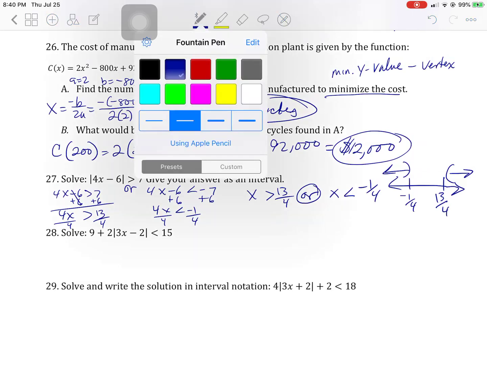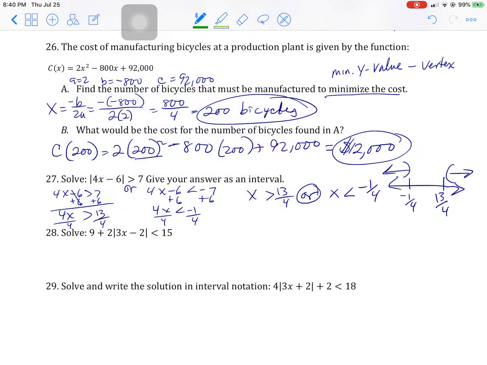The way you write all that out would be, let's try a different color here. I'm trying to picture this graph here. So negative infinity to negative 1/4, soft bracket, union, because they don't connect to each other. So this would be the minimum of this one, and then it goes to the positive infinity that way. Okay?